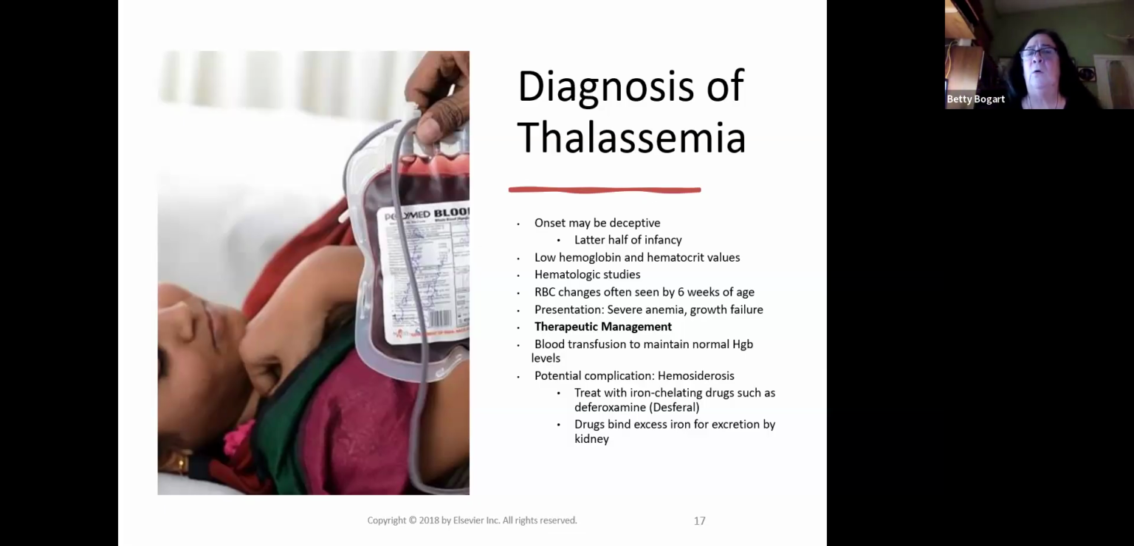That makes you say, oh, what's going on here? We do a CBC, and we'll see it. It's that evident at that age. As I said, they're going to have Cooley's anemia. That's the worst of all. They need transfusions to live. Many of them get little therapies in between. But again, with thalassemia, we talk about when they get the transfusions.